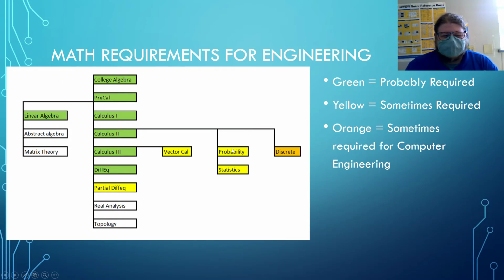Some of them also want you to take vector calculus. Probability and statistics, occasionally you'll have to take that. And if you're going to be computer engineering, sometimes they want you to take discrete mathematics. So if you want to be an engineer, this is sort of the math requirements that most colleges have. So stuff in green, most likely is going to be required. Yellow is stuff that they might also require you to do, and orange would be for computer engineering.